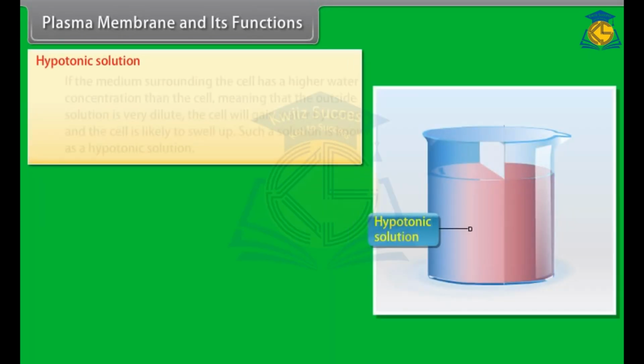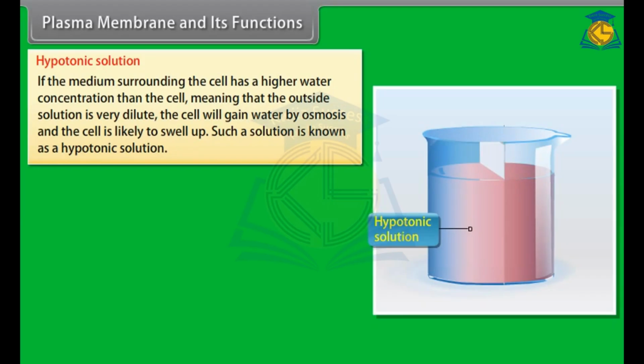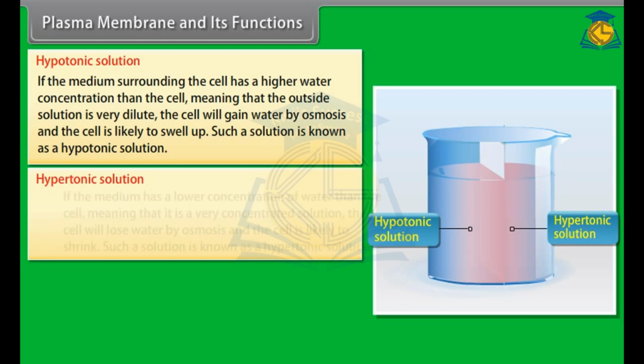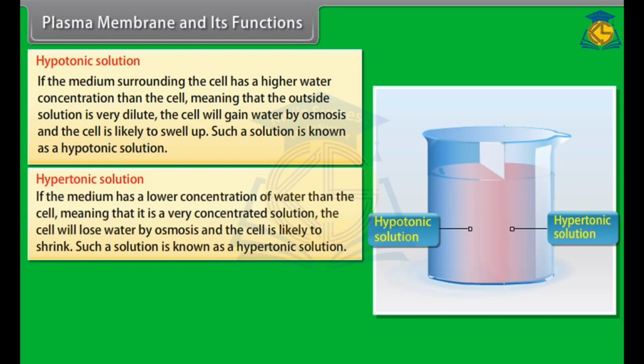Hypotonic solution. If the medium surrounding the cell has a higher water concentration than the cell, meaning that the outside solution is very dilute, the cell will gain water by osmosis and the cell is likely to swell up. Such a solution is known as a hypotonic solution. Hypertonic solution. If the medium has lower concentration of water than the cell, meaning that it is a very concentrated solution, the cell will lose water by osmosis and the cell is likely to shrink. Such a solution is known as a hypertonic solution.